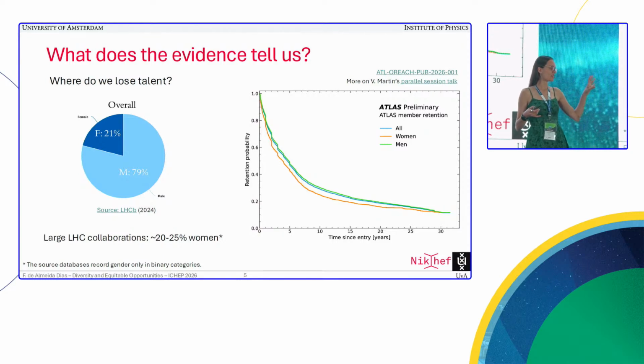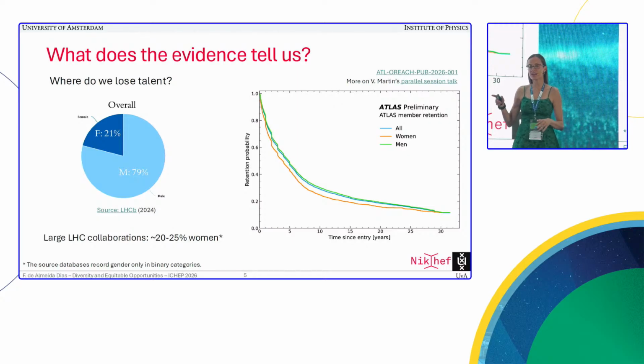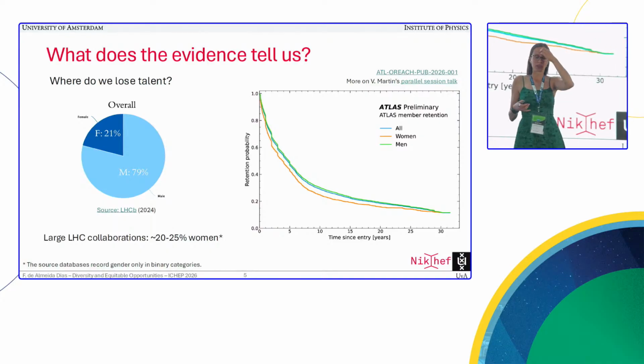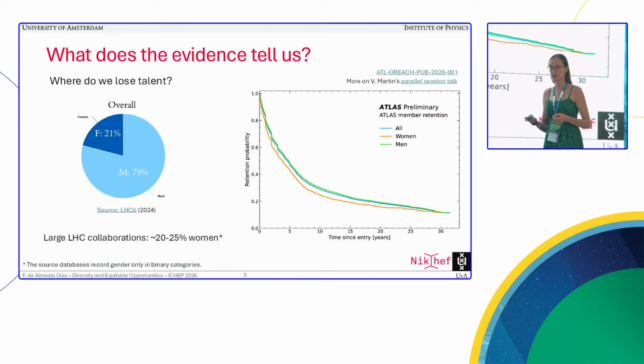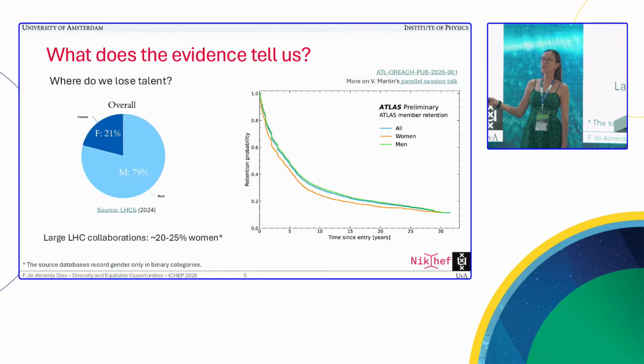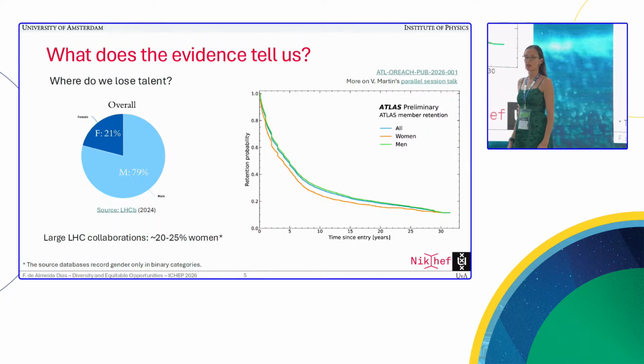On the left here is just a pie chart from LHCb gender averages. And on the right, we have this very new plot from ATLAS showing the retention probability. On the y-axis, given a year, time since entry in the ATLAS collaboration, what is the probability that this person will stay in the ATLAS collaboration? You have here in orange women, in green men, which is very close to the overall average in blue, because we have more men in the collaboration.